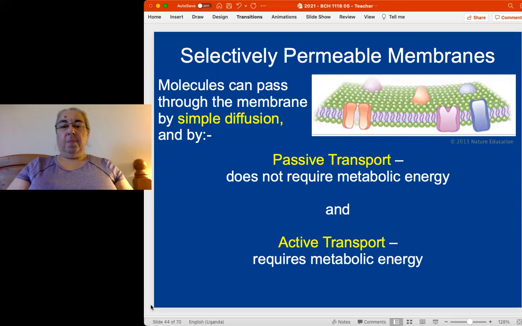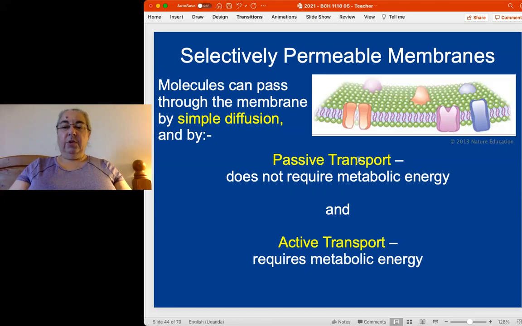Okay, so we've already mentioned diffusion. I hope you understand what diffusion is. If you have forgotten what you've already learned about diffusion, please do make sure you understand. Diffusion is the movement of molecules from a high concentration to a low concentration. So some molecules can diffuse through the cell membrane. They are the hydrophobic molecules that we've seen.